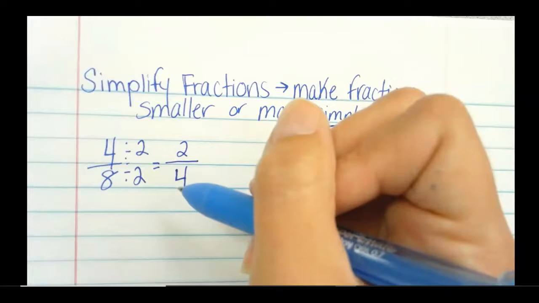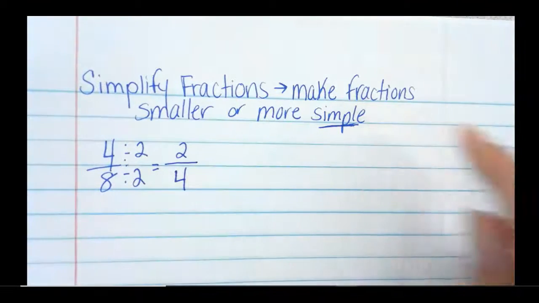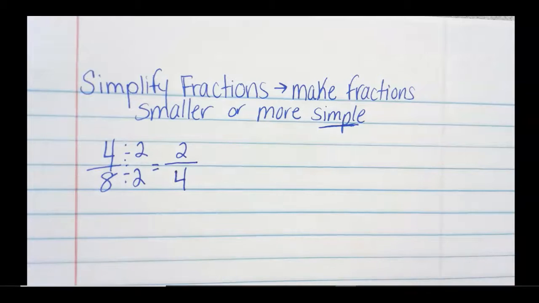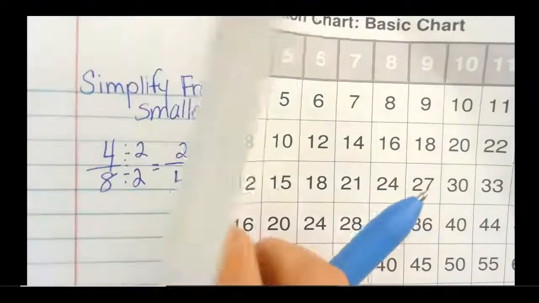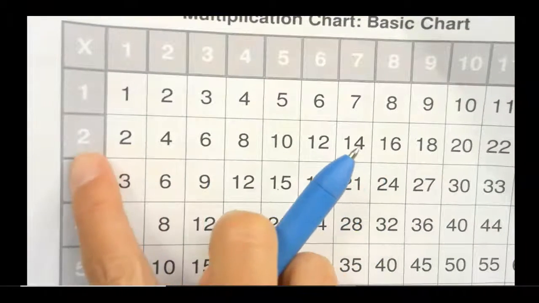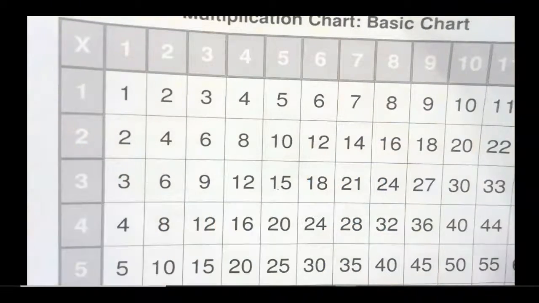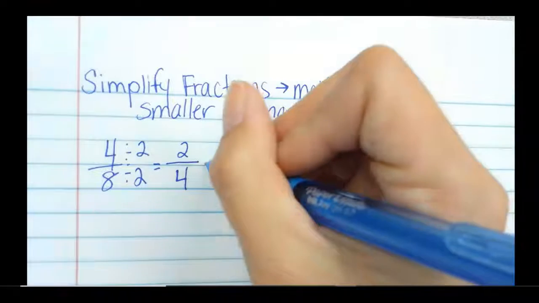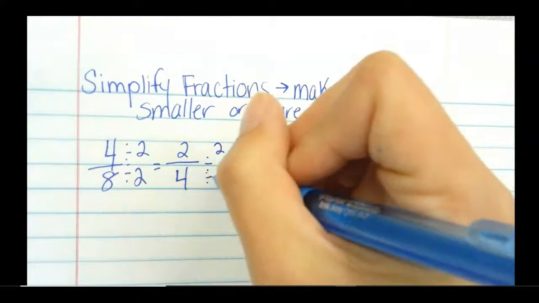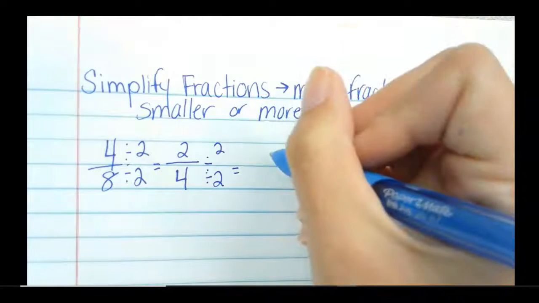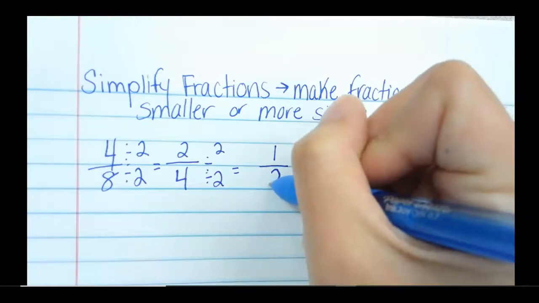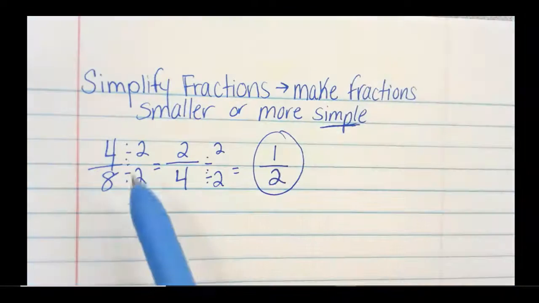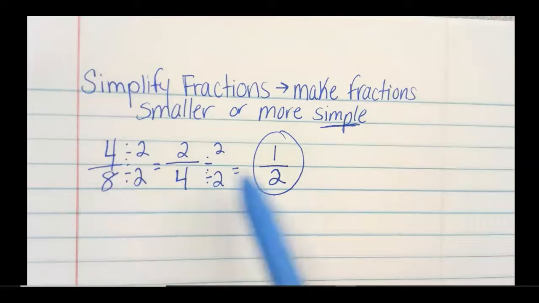So we have 2/4. But if I'm skip counting still, and my numbers are 2 and 4, they're both multiples of 2. So I can divide them again by 2. Isn't this just like where we times it? It's just division? Sort of. So 2 divided by 2 is 1, and 4 divided by 2 is 2. So a simpler fraction of 4/8 is going to be 1/2.